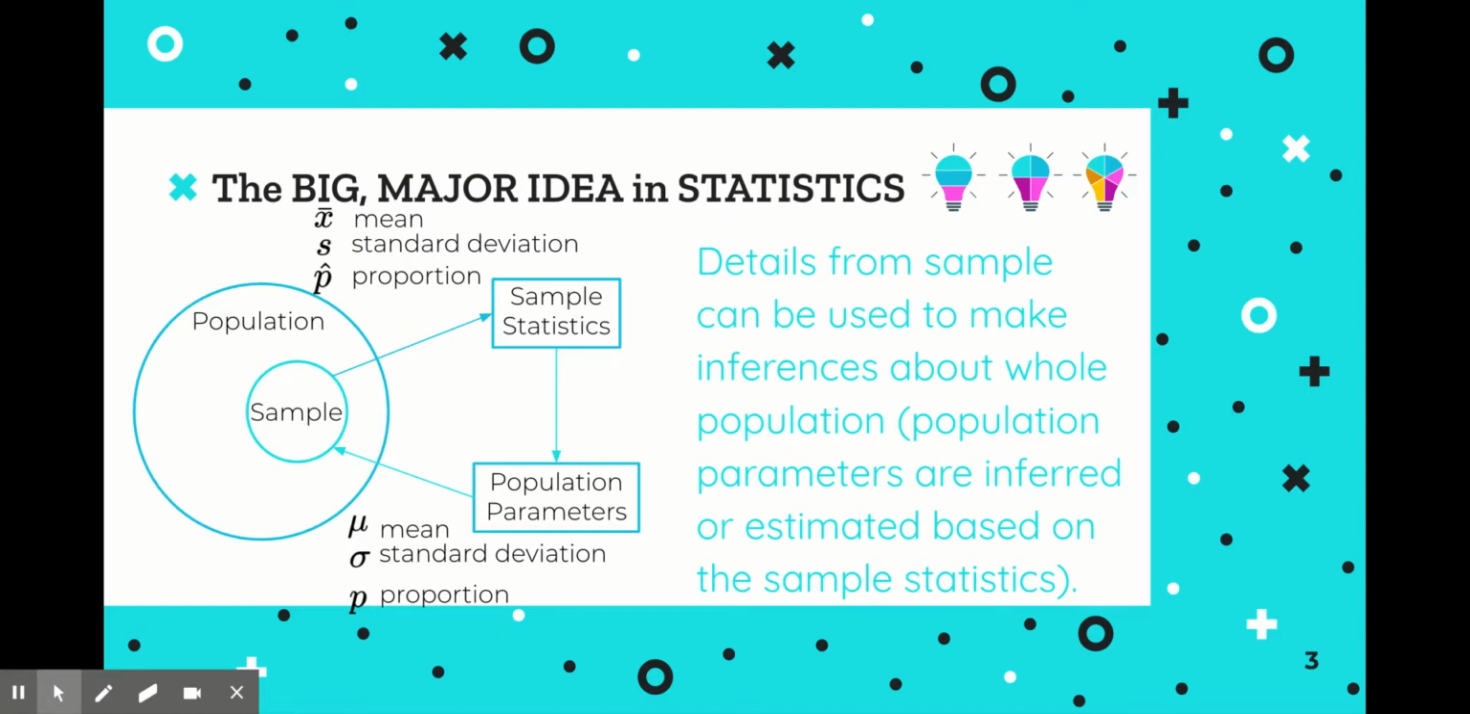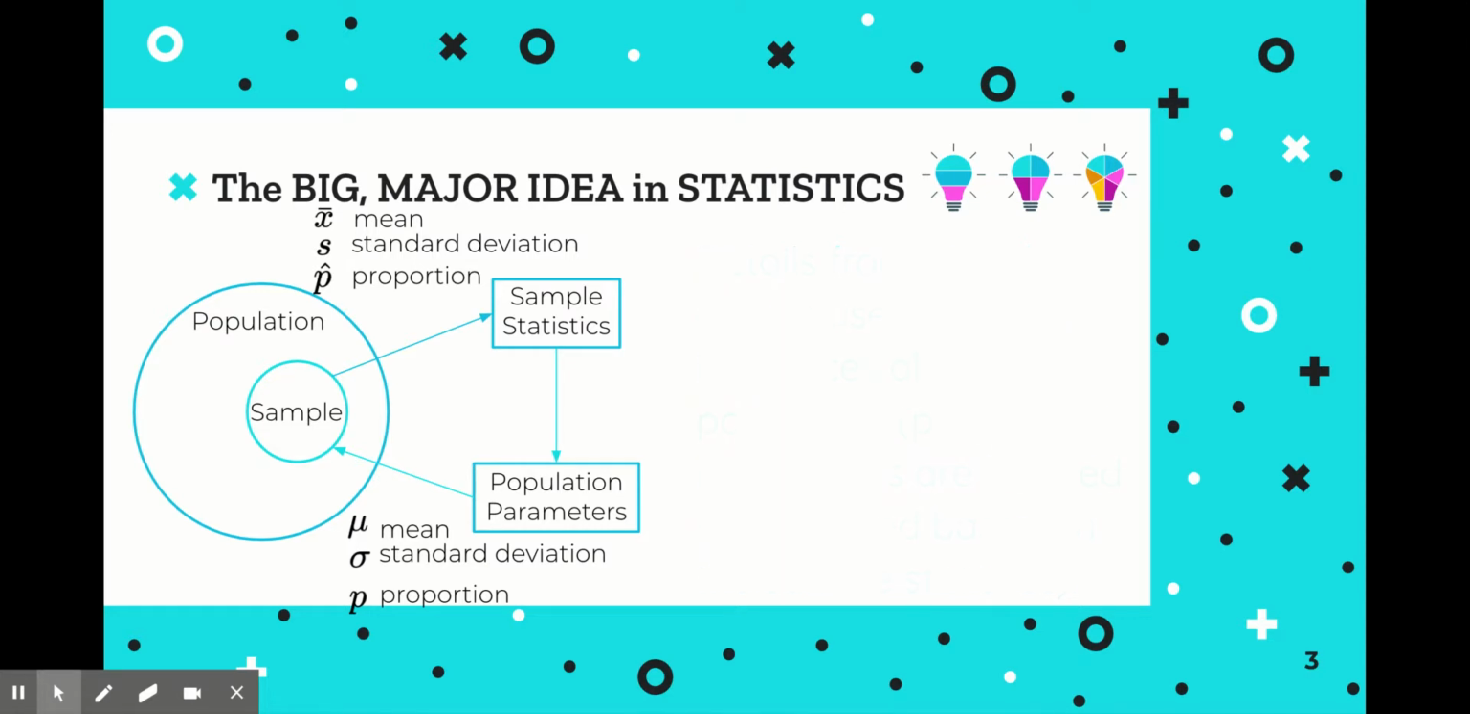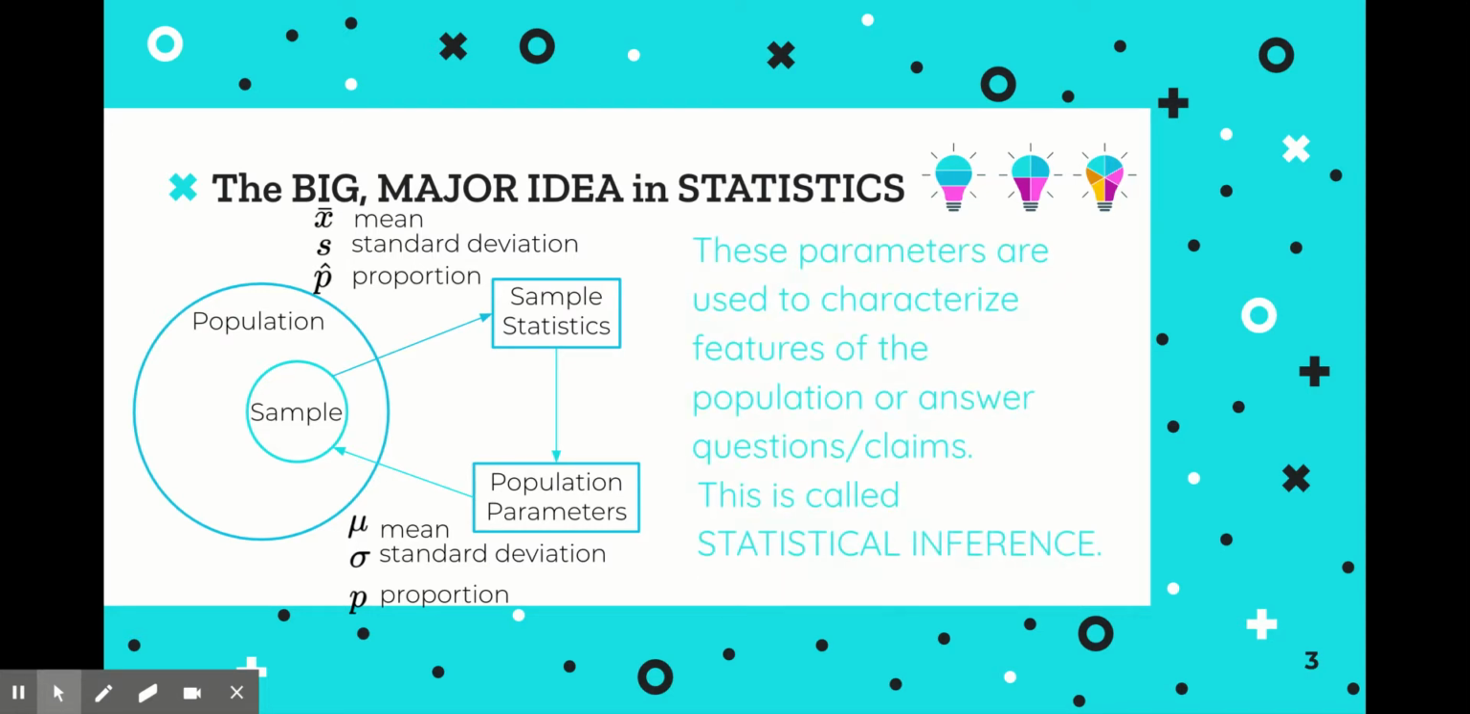Also, the sample must accurately reflect the population. Otherwise, everything is just total garbage when you're describing the population parameters. These parameters are used to characterize features of the population or answer questions and claims. This is called statistical inference. Now remember, you have to keep in mind that the sample must accurately reflect the population.